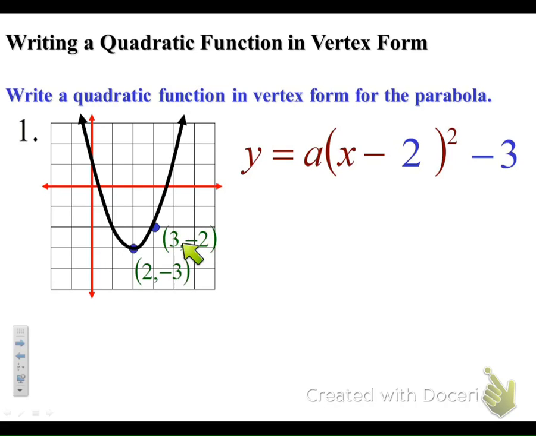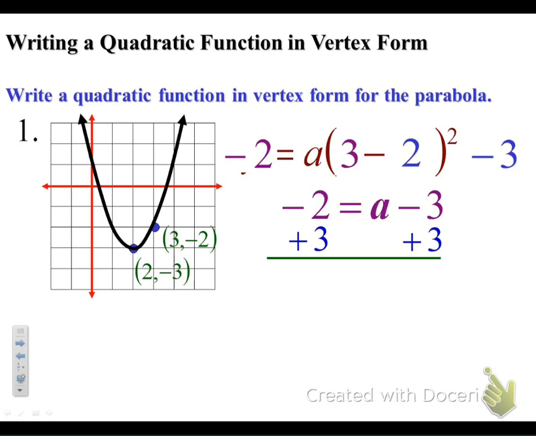So what if I plug in 3 for x and -2 for y and solve for the leading coefficient? Here's what I mean. I'm going to plug in 3 for the x and -2 for the y, and I'm going to use my skills from chapter 1 to solve for a. And then to get this by itself, add 3 on both sides. And we're looking at the leading coefficient is 1.